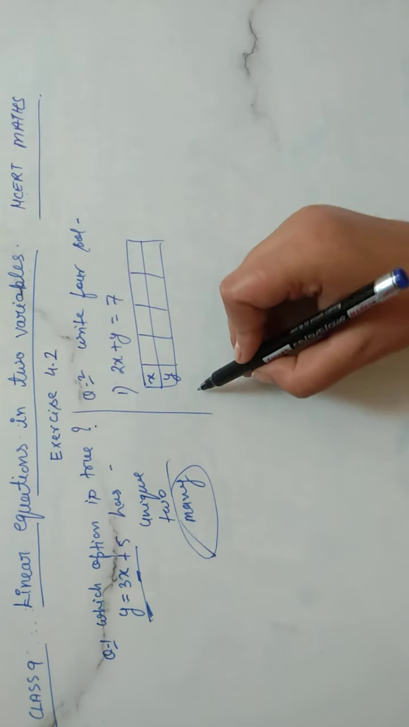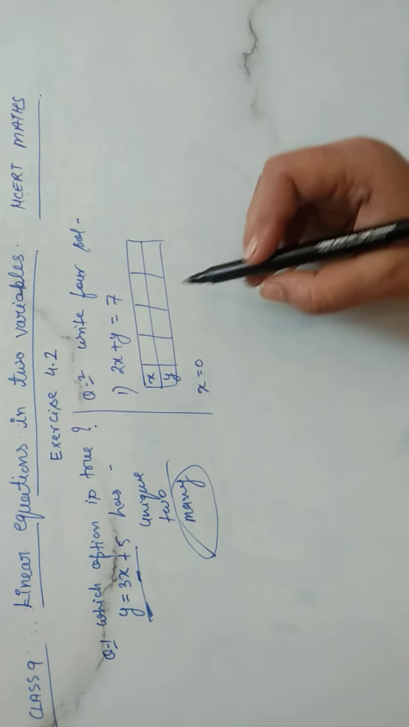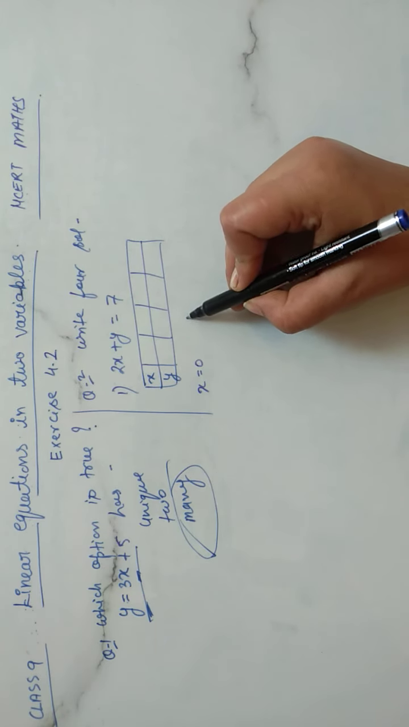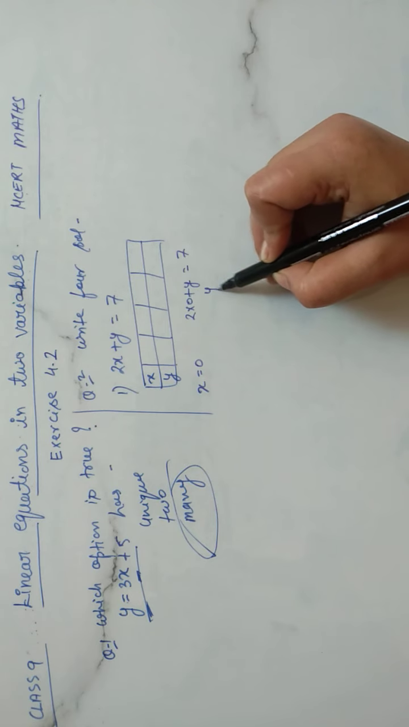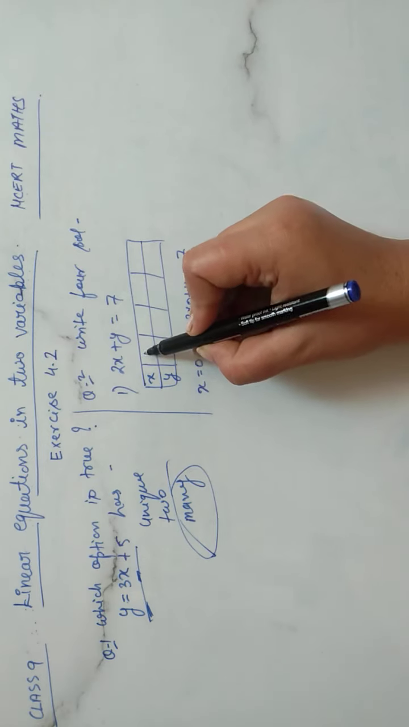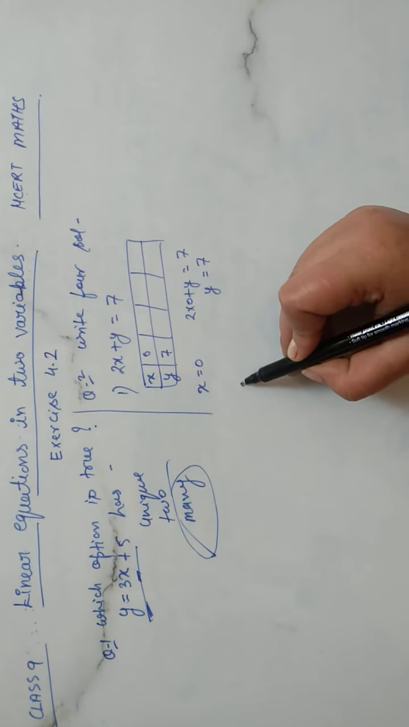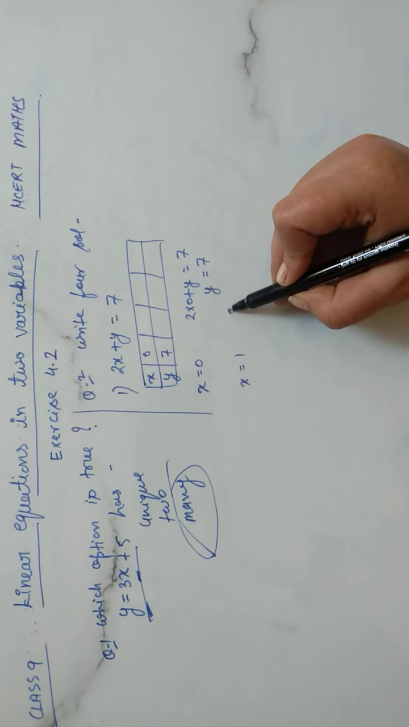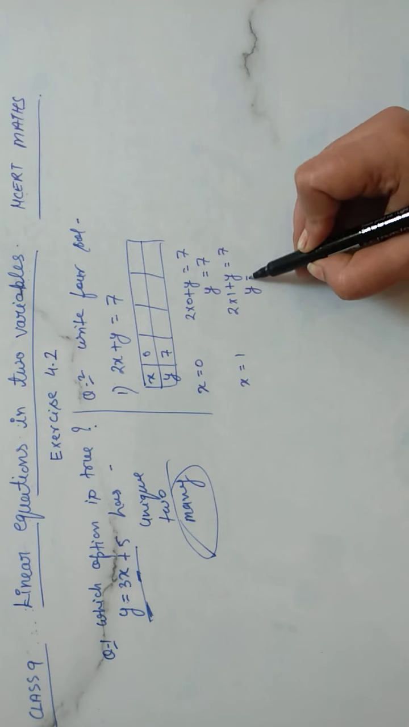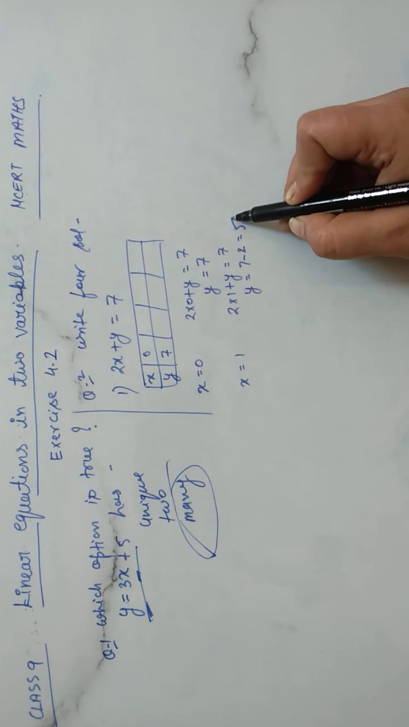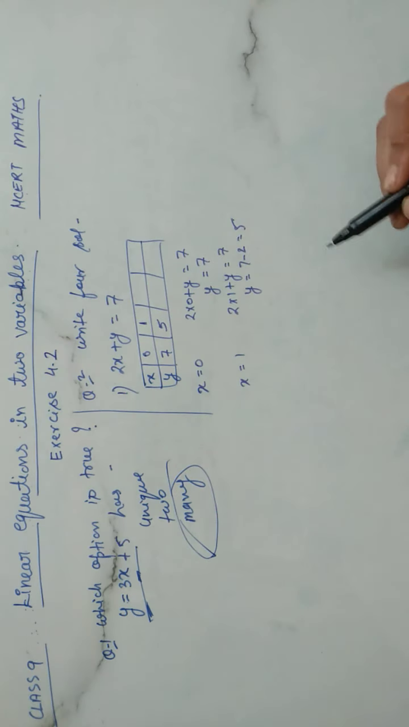Now how do you solve it? If we put x as 0, that is, 0 instead of x, then what is our result? 2 into 0 plus y equals 7. Then the value of y is 7. So if x is 0, y is 7. Now you can take x as 1. So 2 into 1 plus y equals 7, so the value of y is 7 minus 2, that is 5. So if x is 1, y is 5.